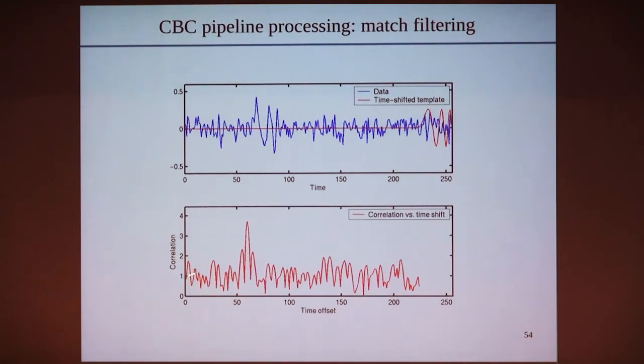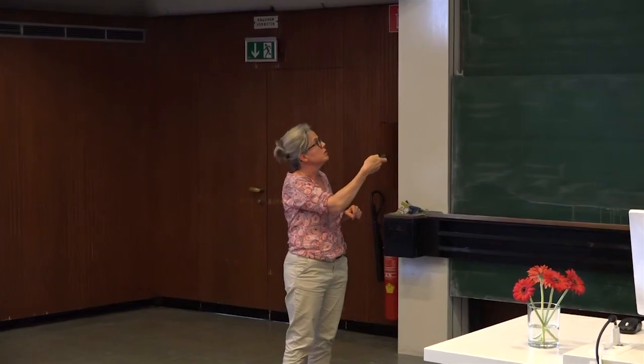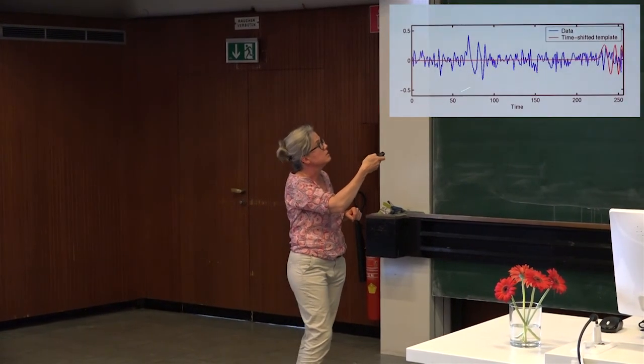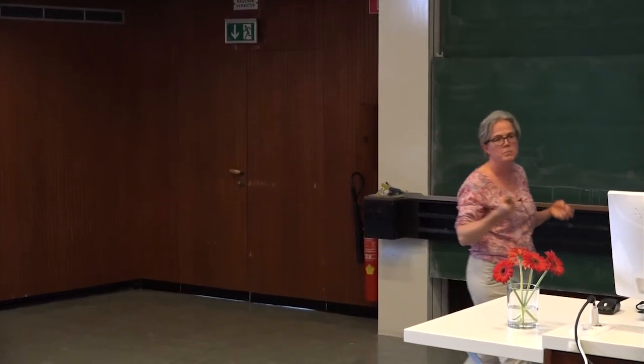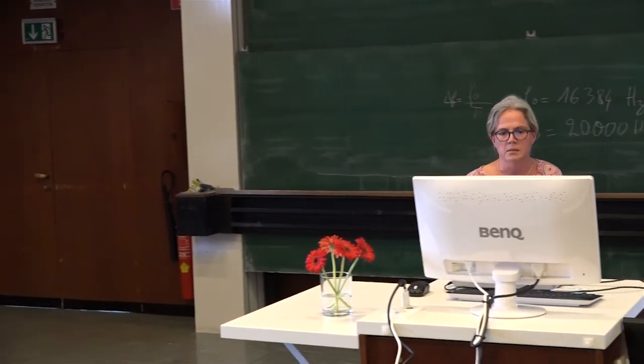So we compute the correlation. The signal to noise ratio is just the correlation divided by the power spectrum. And we apply a threshold on this function. When we have a signal, it must be over the threshold. And this is the way we detect a signal. So this is the basic principle of matched filtering.